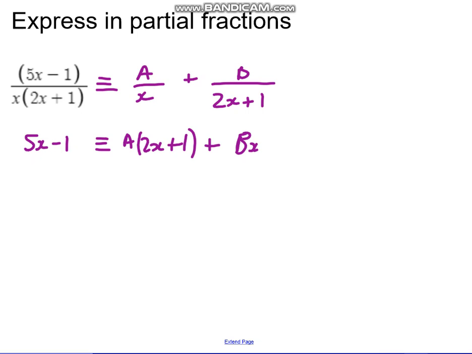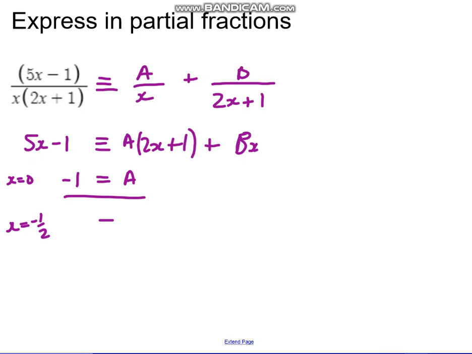The most obvious one to choose is x equals 0, because that will get rid of the B here. And so I put x equals 0 in here. Obviously on the left hand side I'm going to have minus 1, and over here I'm going to have, well, that's going to be 0, so minus 1 will be equal to A. So that's pretty nice. To get rid of this, I need to put x equal to minus a half. That's going to be a bit more of a pain.